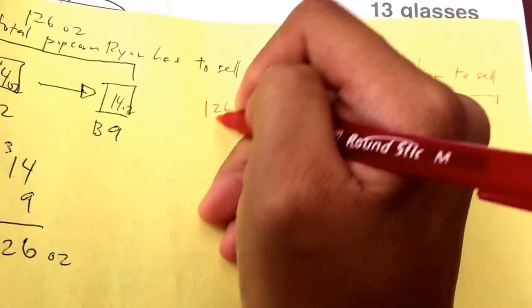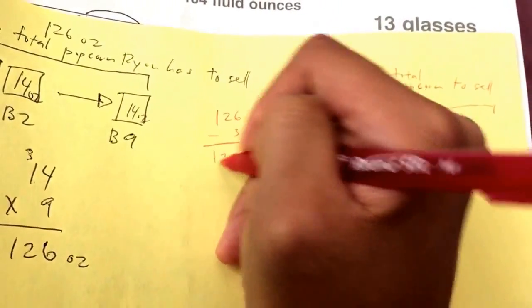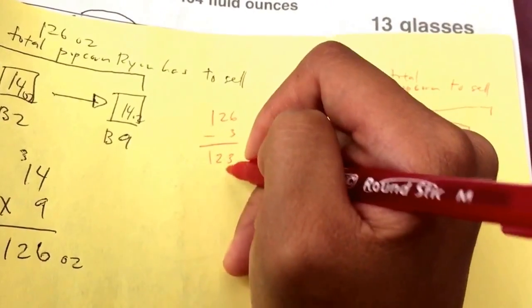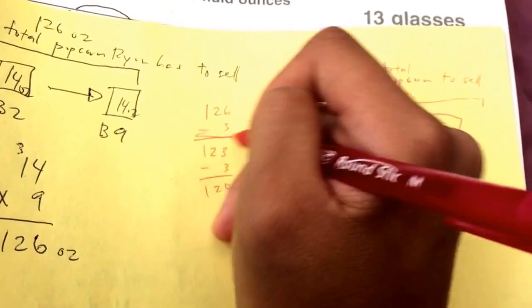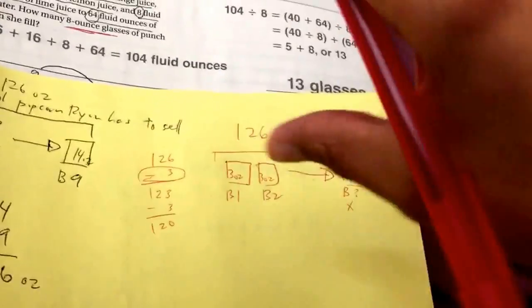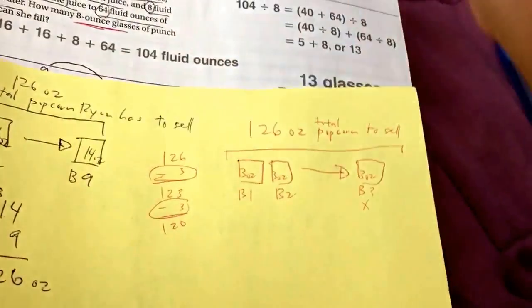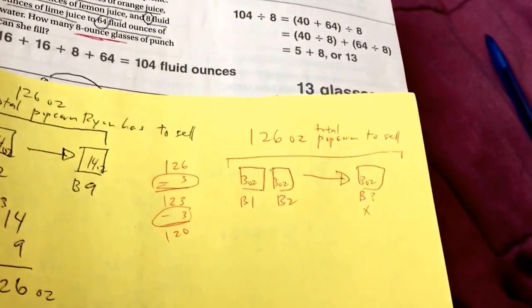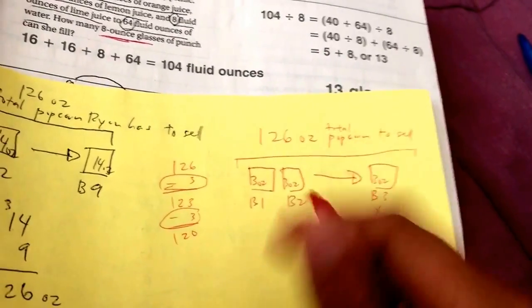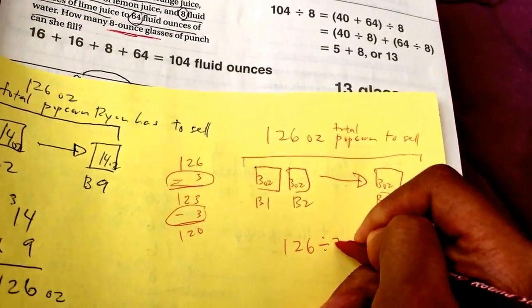So if we want to subtract, we could do 126 minus 3. And you're going to see that we're at 123, and we're only subtracting 3 at a time. Whew, this will take forever. So far, we scooped 3 ounces and made 1 bag. We scooped another 3 ounces and made another bag. We're going to keep doing that until 120 becomes 0 left. I do not want to subtract all the way down to 0. So instead, I'm going to do 126 divided by 3.